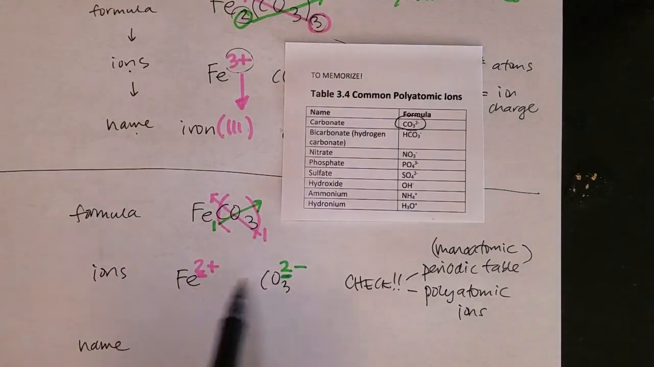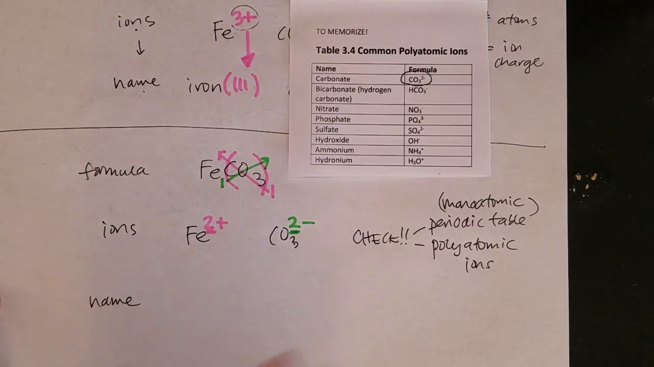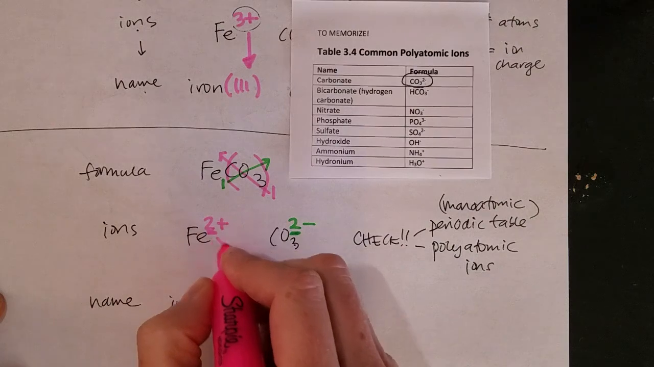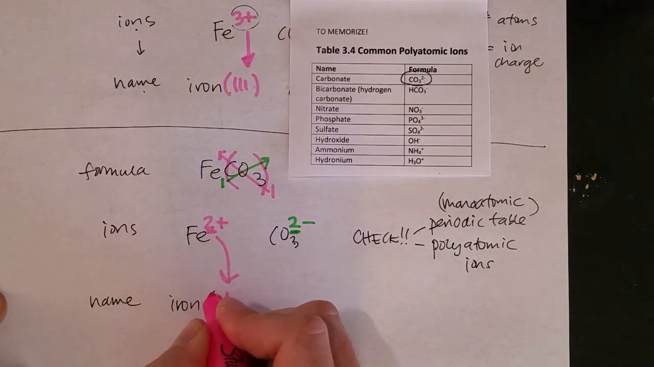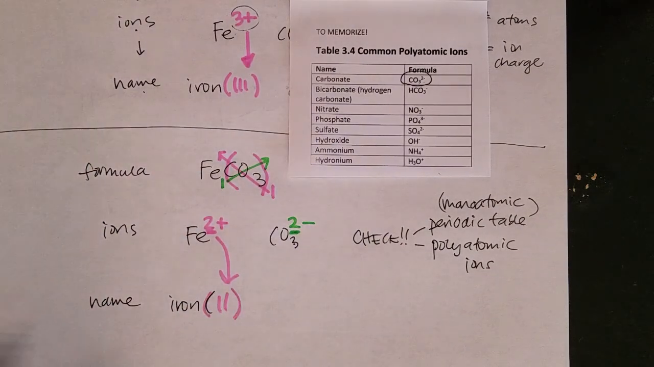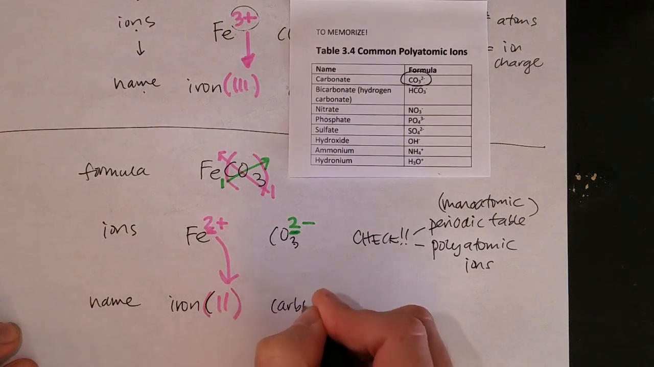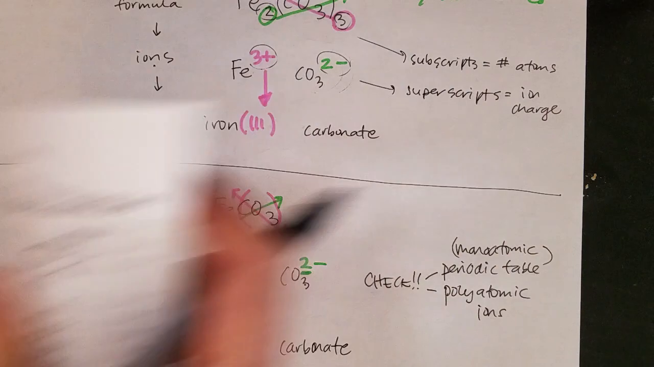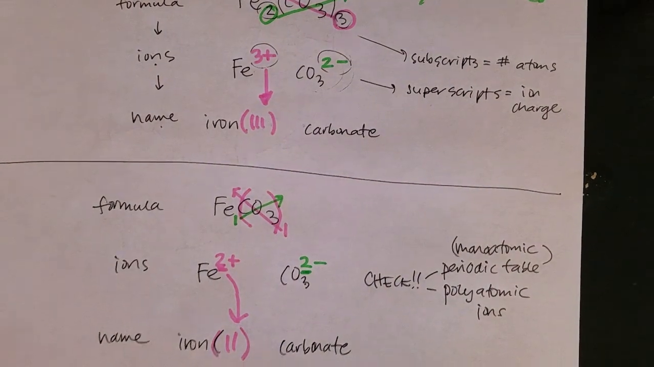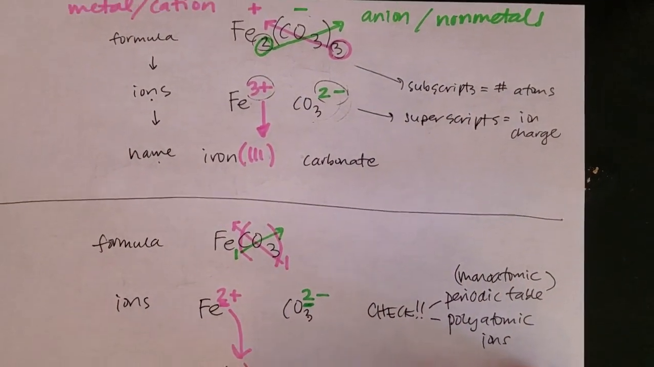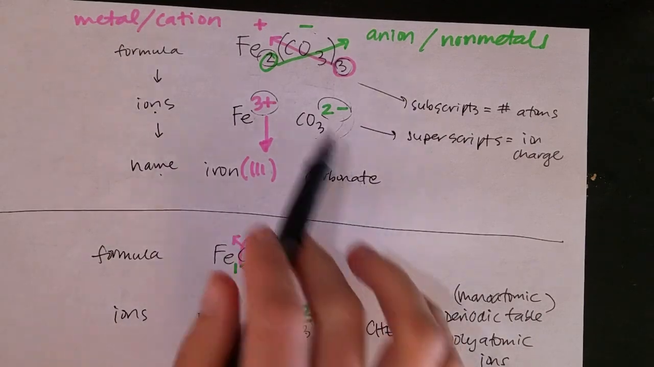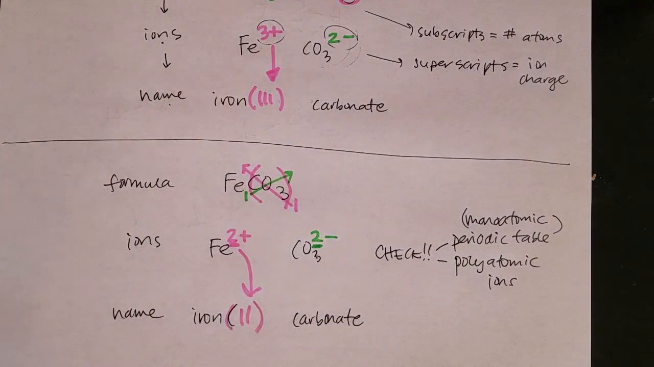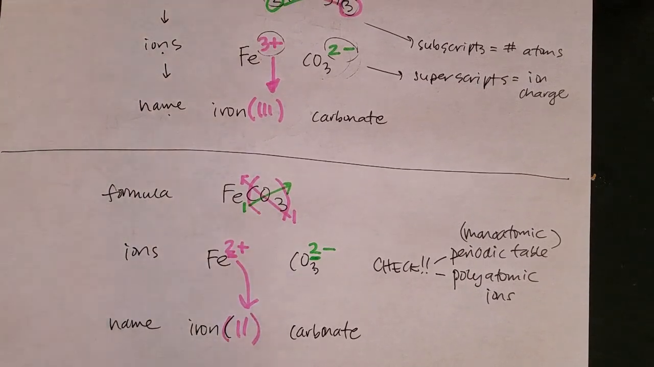Once I've got these, now I'm ready to name it. So this is iron, and this 2 charge is what gives me my Roman numeral. So iron 2, and then carbonate. And remember, we never use any prefixes on these compounds because they are ionic, they are charged. All right, so you can see iron 3 carbonate has a different formula than iron 2 carbonate, and I hope some of that vocab and seeing those worked out is a help to you.